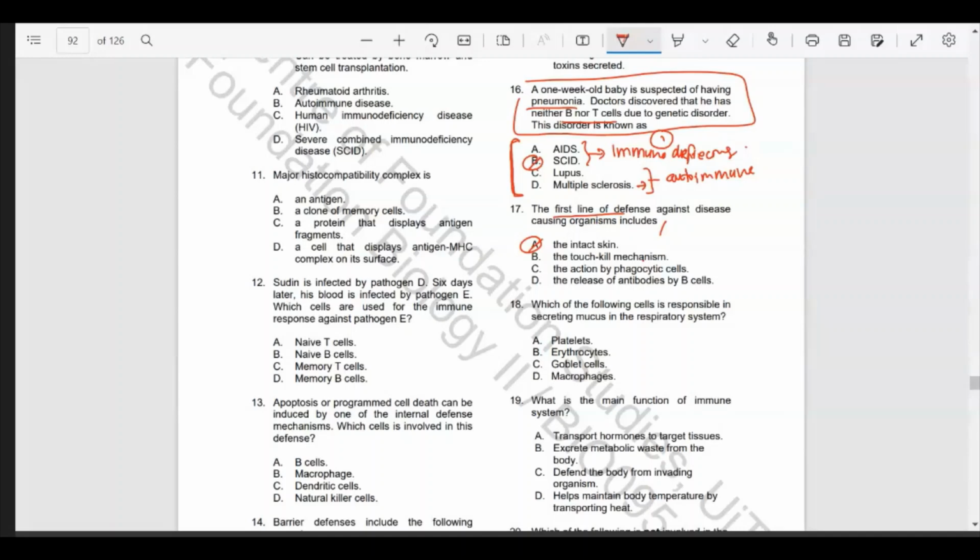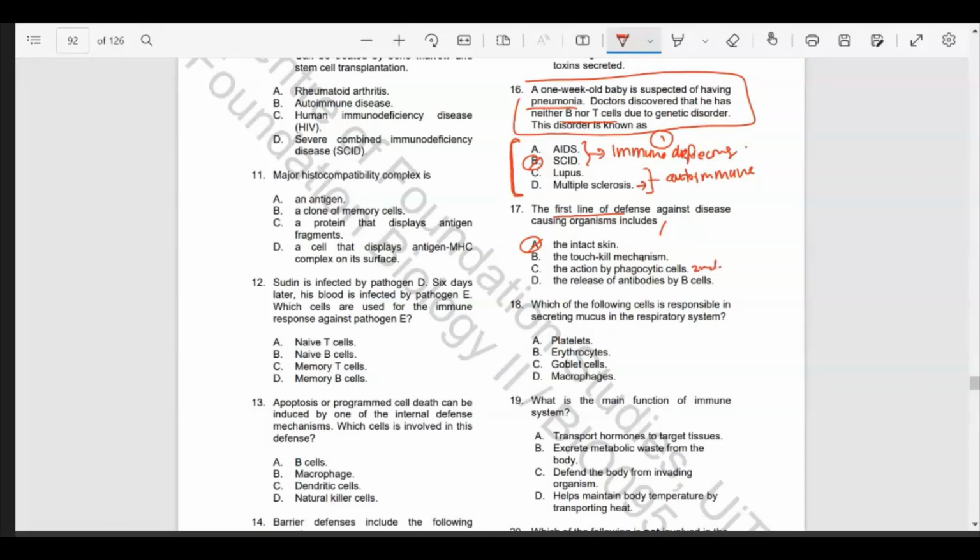First line defense, or external barrier, includes your skin and secretions from mucous membranes, right? Tears, saliva. So those are first line defense. As for second line defense, it is the C option. C is the second line defense.